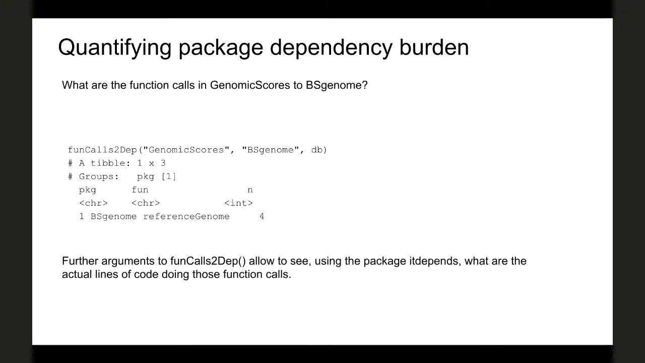Another way to call this function that I didn't have time to show is that if you give the path to where your source code is, it uses another function from itdepends to show you the actual lines of code that have this. And this is part of the itdepends API. And well, that's it.